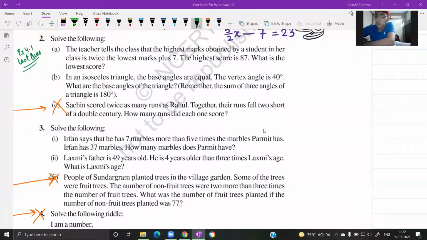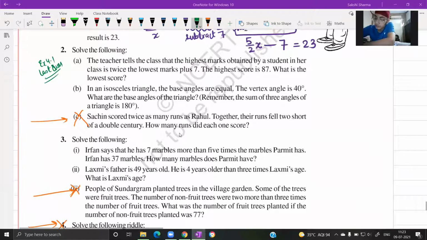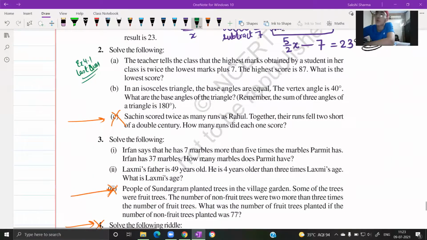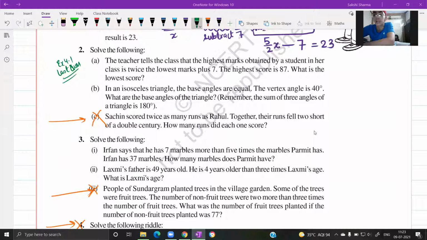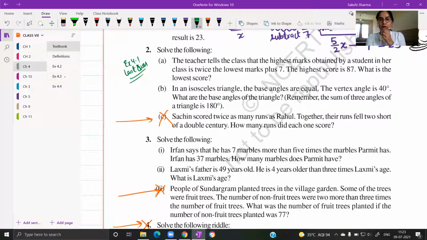Ma'am, the equation will be 2x plus 7 is equal to 87. 2x equals to 87 minus 7. 2x is equal to 80. Ma'am, x is equal to 80 over 2. And ma'am, lowest marks equals to 40 marks. That's correct.